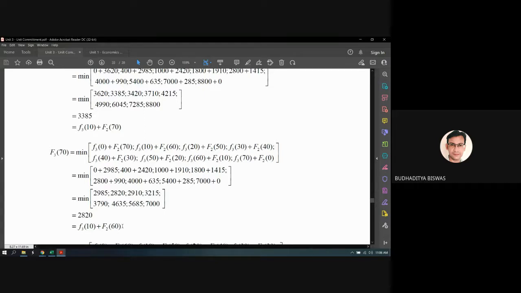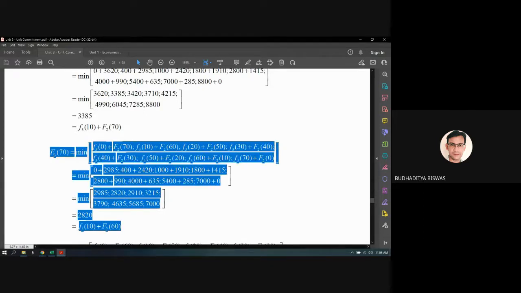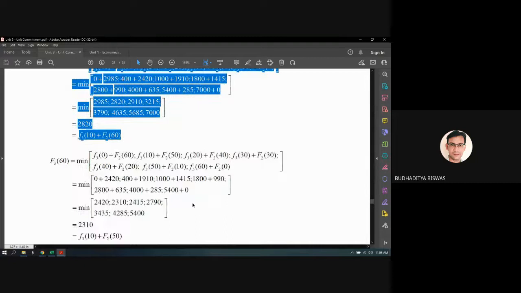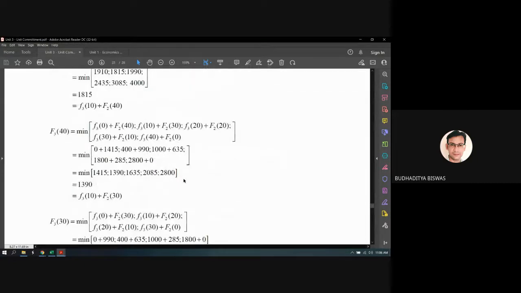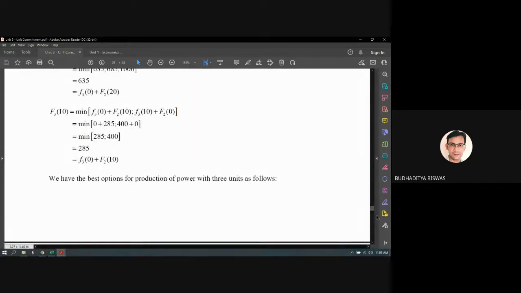Every SCADA system actually does this dynamic programming, and based on its decisions, the generation of the generator changes continuously. So you must know these things. In the next day, we'll start with the unit commitment.